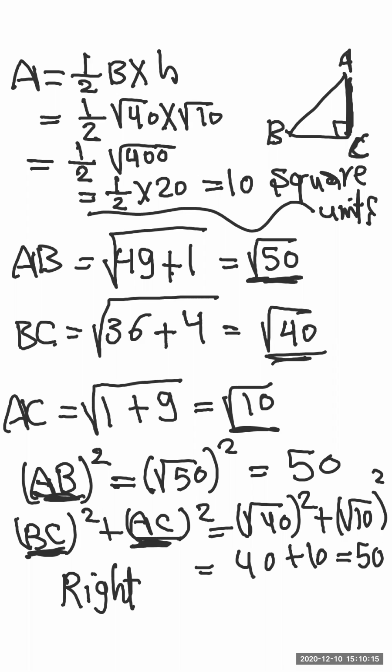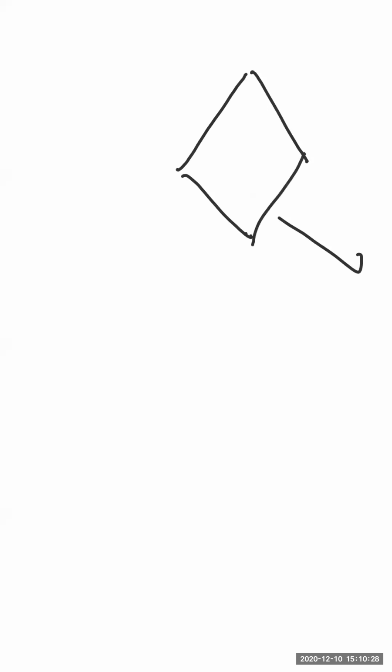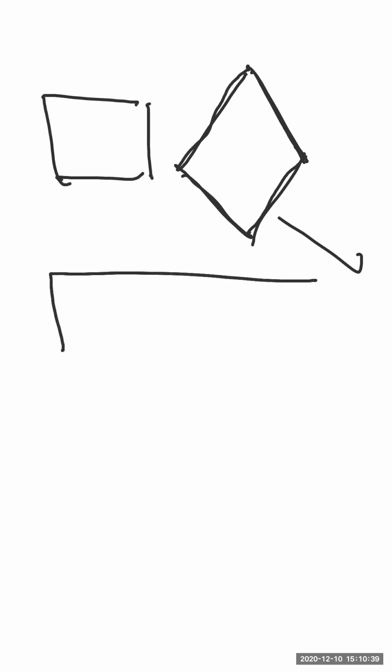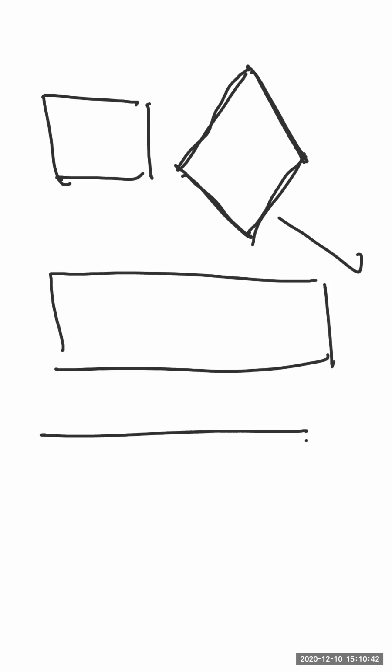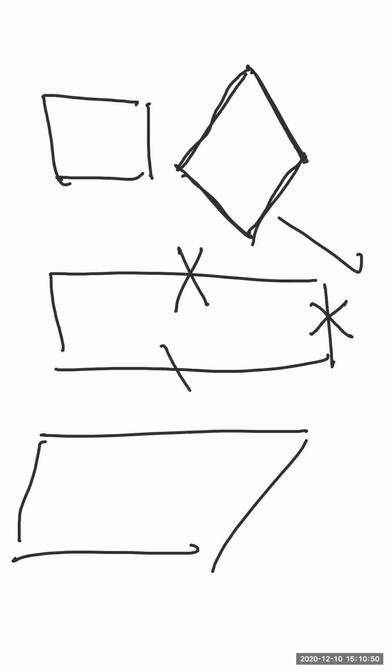Then the next point, guys, if there is a quadrilateral like this one, I mean 4 sides. Any shape with 4 sides is a quadrilateral, whatever its shape. So the square is a quadrilateral, the rectangle is a quadrilateral, the parallelogram is a quadrilateral. All these shapes are quadrilaterals. So quadrilateral means 4 sides.